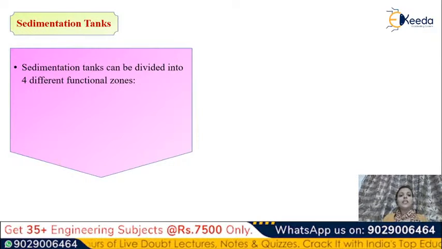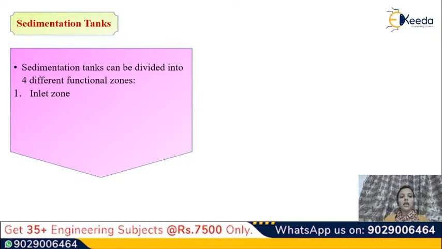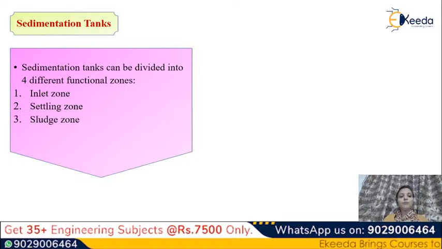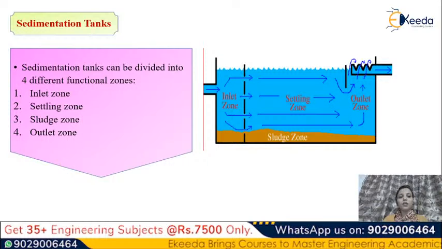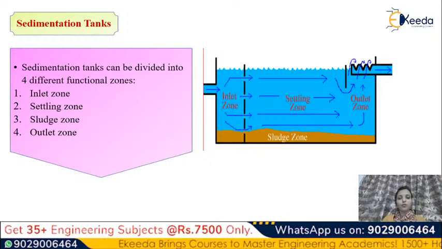The sedimentation tank can be divided into 4 different functional zones. As I initially told you, there are different zones in a sedimentation tank. So what are the different zones? First is the inlet zone, second is the settling zone, third is the sludge zone, and fourth is the outlet zone. Let's see the meaning of each and every zone.